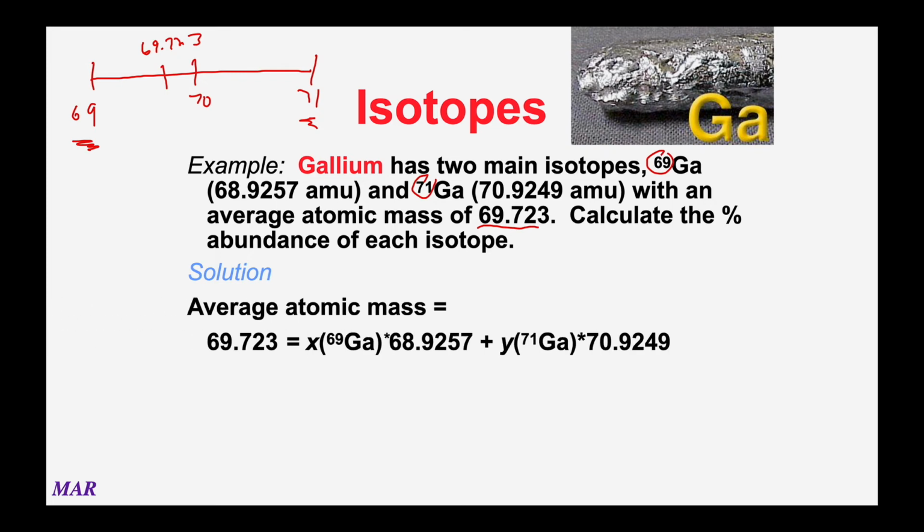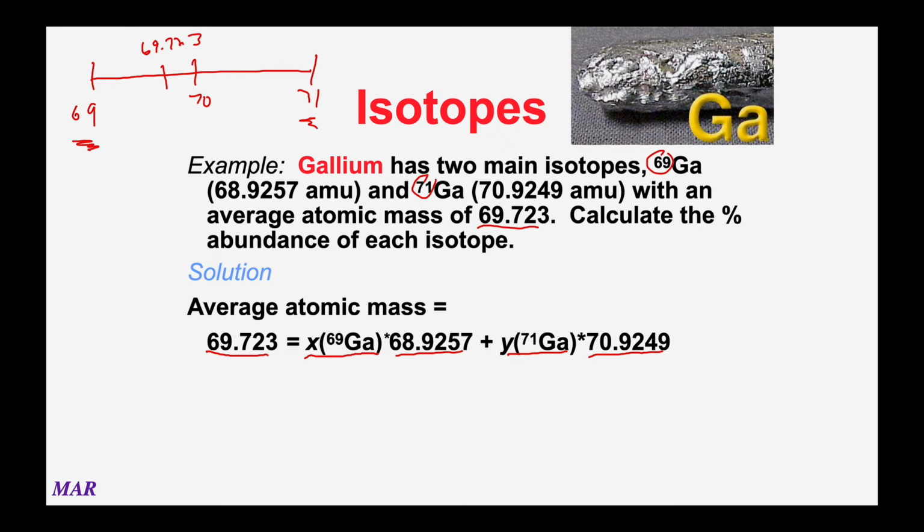What we can do is set up our equation so far. And remember that you take the decimal version of the first isotope, which we don't know, I'll call it X, and you multiply it by the mass of that isotope. Then you add it to the decimal version of the other isotope, which we don't know either, let's call it Y, and you multiply it by its mass, and that equals the average, which is the atomic mass. So you can see right now we have two unknowns and one equation.